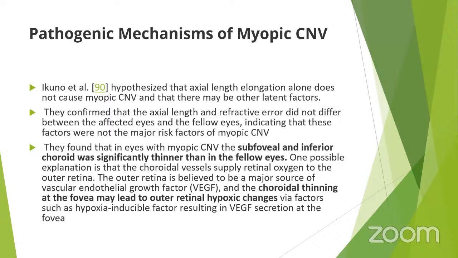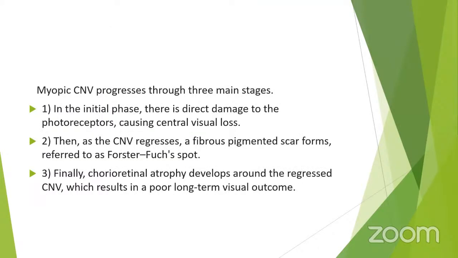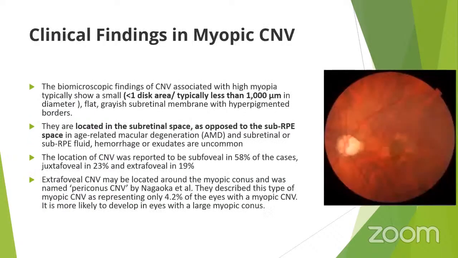Myopic CNVM progresses through three main stages. In the initial stage, there is direct damage to the photoreceptors, causing central visual loss. Then, as the CNVM regresses, a fibrous pigmented scar forms, referred to as Foster-Fuchs spots. And finally, chorioretinal atrophy develops around the regressed CNVM, which results in poor long-term visual acuity.